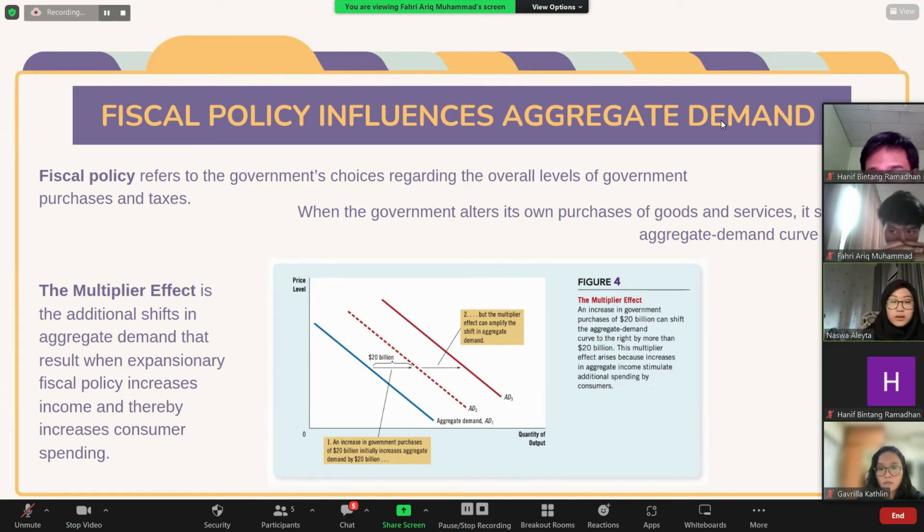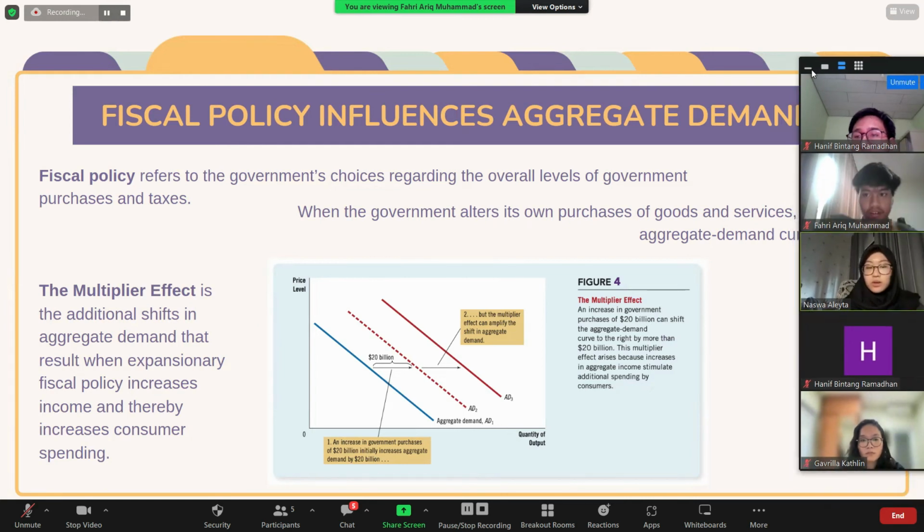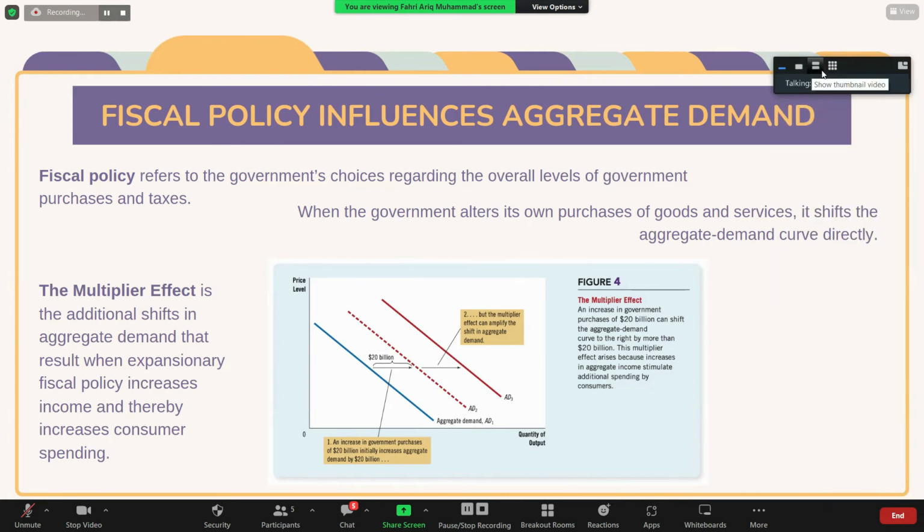And there are some macroeconomic effects that cause the size of the shift in aggregate demand to differ from the change in government purchases. The first one is the multiplier effect, which is the additional shifts in aggregate demand that result when expansionary fiscal policy increases income and thereby increases consumer spending. Next.